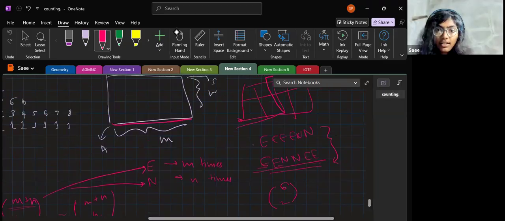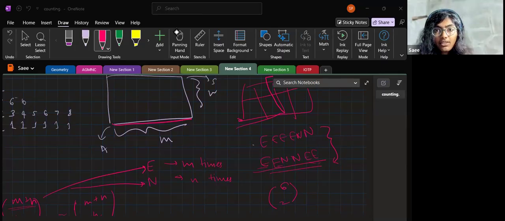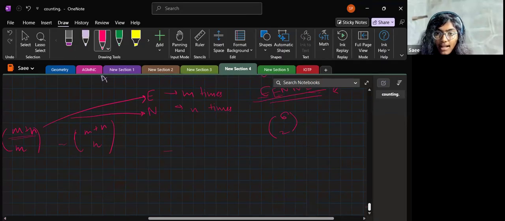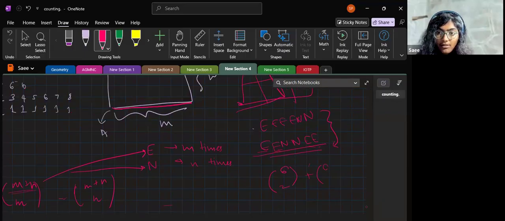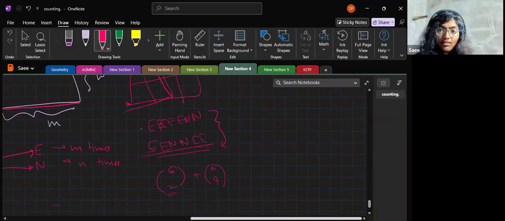What is your doubt? But please check the chat. Won't it be m plus n choose m plus m plus n choose n? Why will it be that? So why should it be 6 choose 2 plus 6 choose 4? You want to find out how many. That's an excellent question. So let's try to see why it has to be 6 choose 2 and not 6 choose 2 plus 6 choose 4.